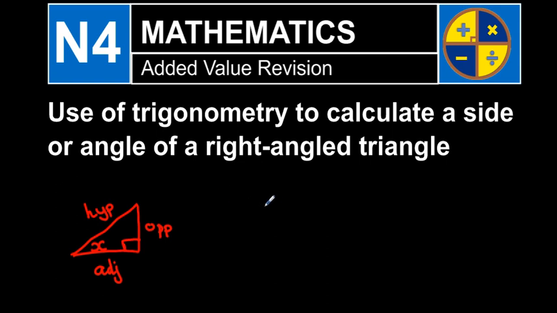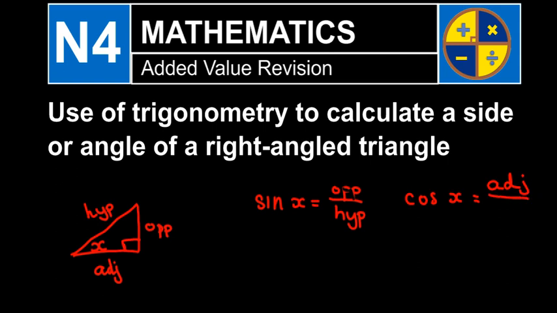And the three formulas that you're given are that sine of x is equal to the opposite divided by the hypotenuse. Cos of x, or cosine of x, is equal to the adjacent divided by the hypotenuse. And last of all, tan, or the tangent of x, is equal to the opposite divided by the adjacent, which we'll have to write in there.